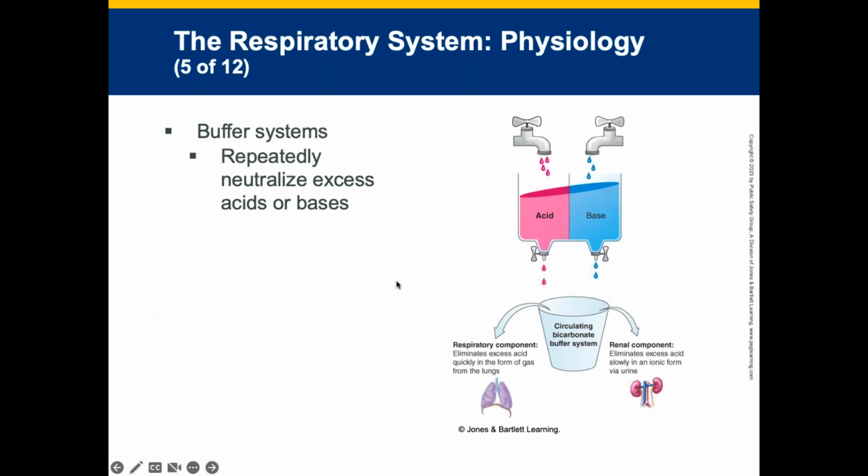The buffer system is a compound that can repeatedly neutralize excess acids or bases. Our buffer system absorbs hydrogen ions when they are in excess and donates hydrogen ions when they are depleted. Our buffer system runs on sodium bicarbonate. Our normal range for bicarbonate is 22 to 26. Right, that's our normal range. Anything outside of that would make it a metabolic issue.